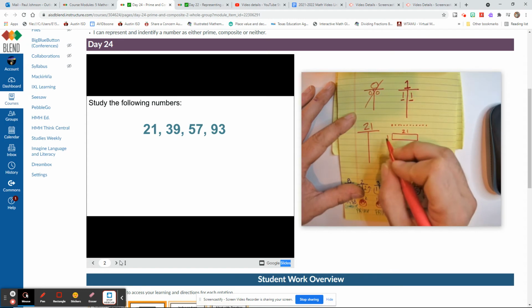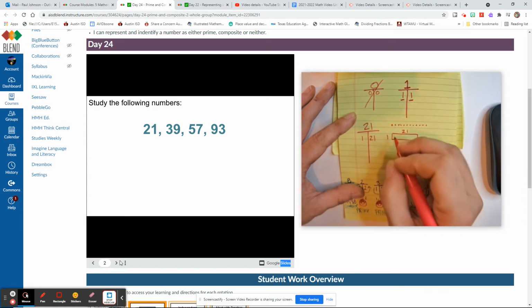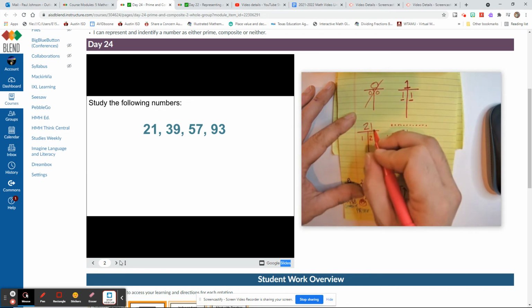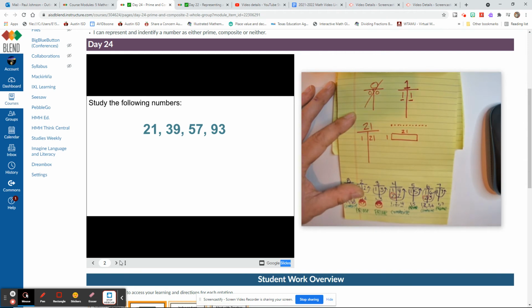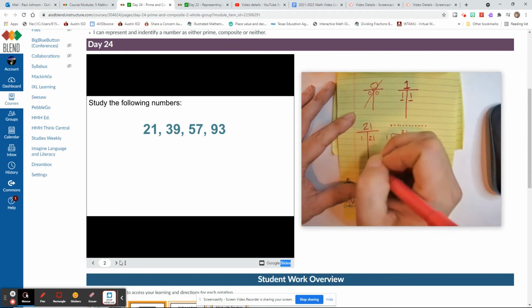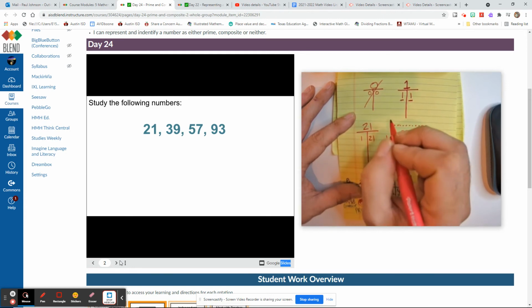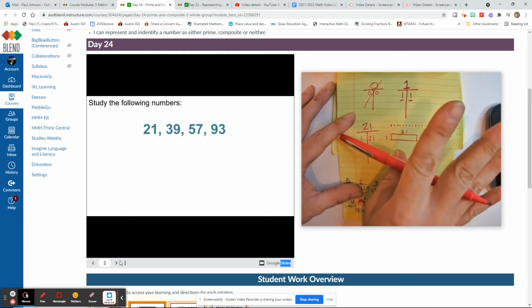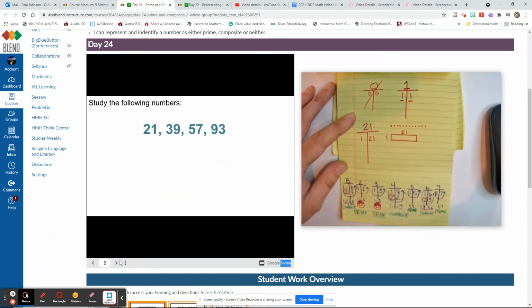Are there any other ways to make 21? If you were thinking of your math facts, can two groups make 21? No, odd numbers can never be split into two. In fact, odd numbers can't have an even factor. So you can skip all the even numbers whenever you have an odd number. Odd numbers can't have an even factor.